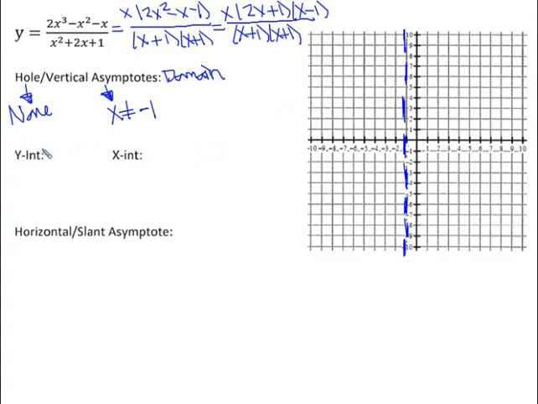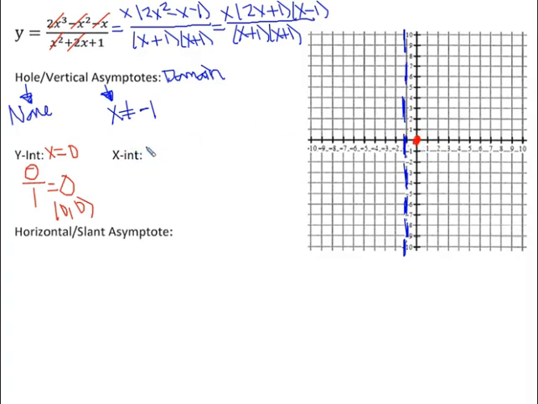Alright, moving on to our y-intercepts. Remember, that's when we have an x value of 0. So if we plug in 0 for all of our x's, the tops are going to disappear and part of the bottoms are going to disappear. So all the numerator is gone, we're left with 0. In our denominator, we're left with a 1. So our overall y-intercept is just 0. We could write that as an ordered pair and plot it.